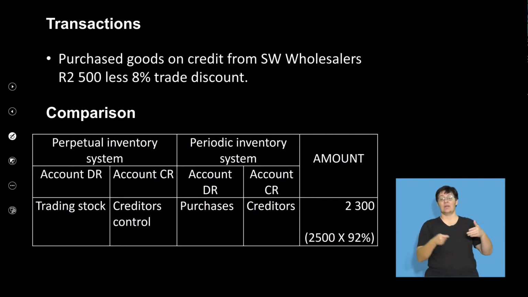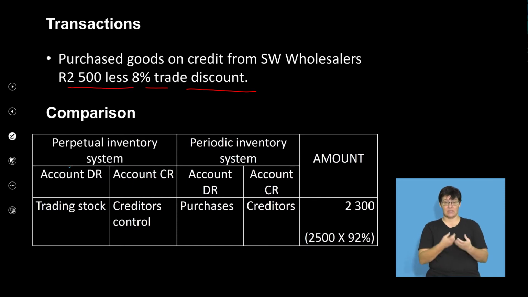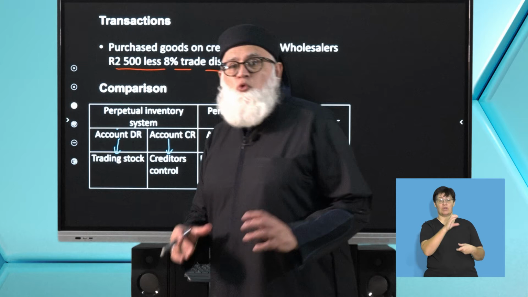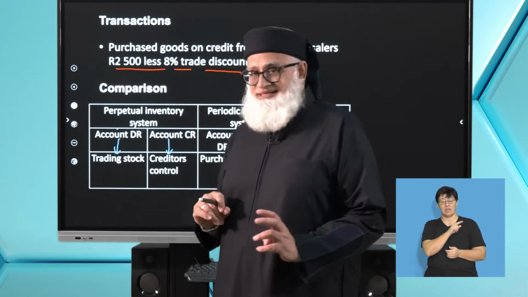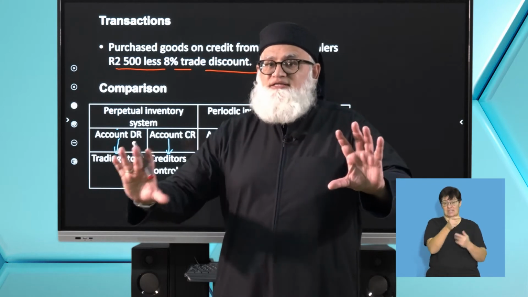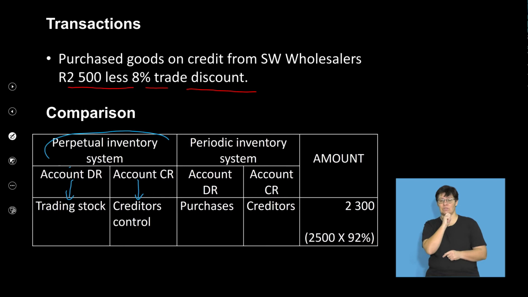Purchase goods on credit from SW wholesalers, 2,500 less 8% trade discount. Let's start with the perpetual first. Perpetual, we know, account debited will be trading stock. Account credited will be creditors control. Why? Because we have purchased goods on credit. So debit trading stock, credit creditors control, that is using the perpetual inventory system.